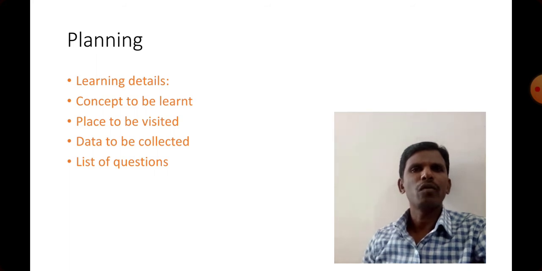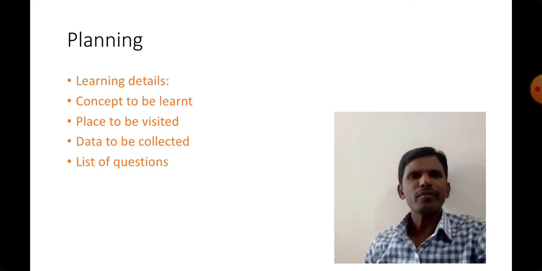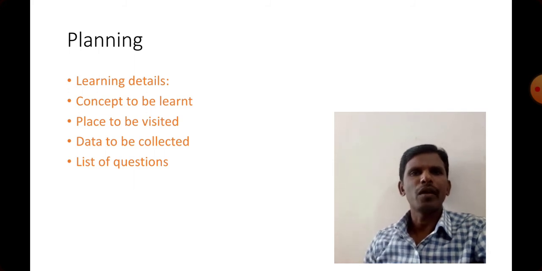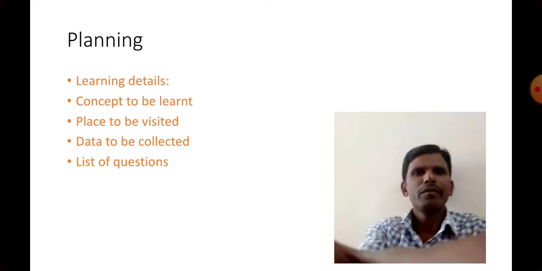So first, in the learning details, what topic they are going to learn with first-hand experiences, which place they are visiting, which data should be collected to learn or generalize things, and which type of questions should be asked by the students. So these are the learning details.